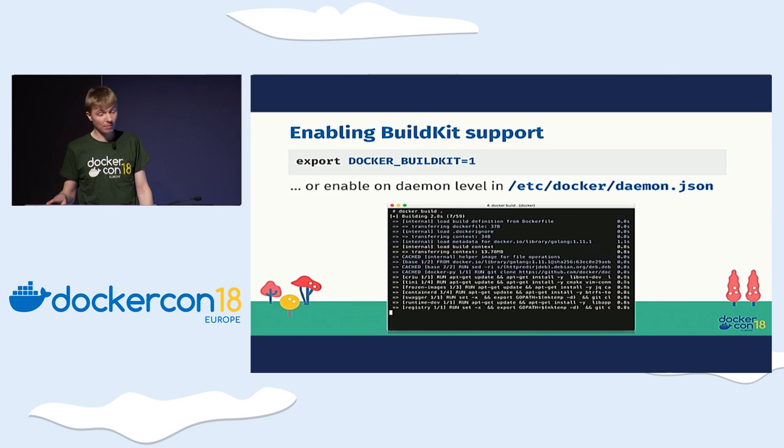In 18.09, BuildKit is opt-in. You need to enable it to start using it. The way you do it is you set this environment variable, or if you don't want to set it all the time, you can just enable it in the daemon config as well. Once you do that and run your regular Docker build again, you will notice this new UI when running inside a terminal, which allows you to get a better overview of your build and verify that it's actually building with BuildKit.